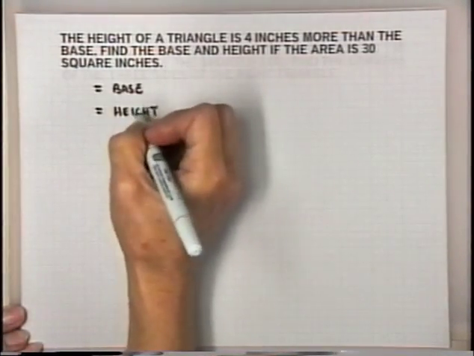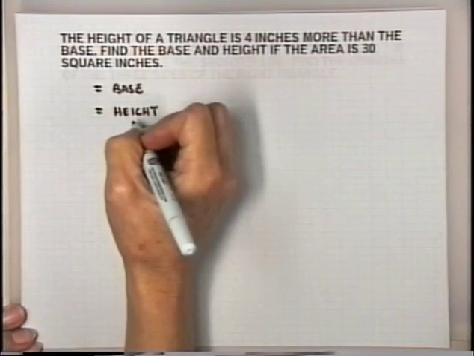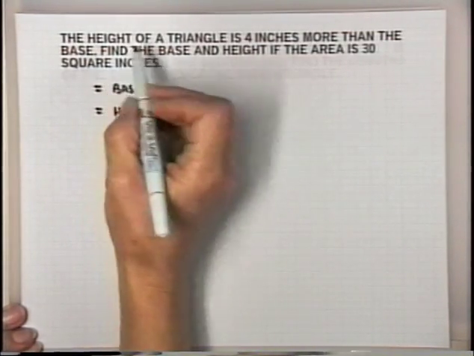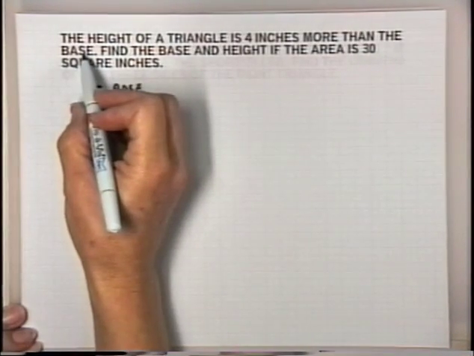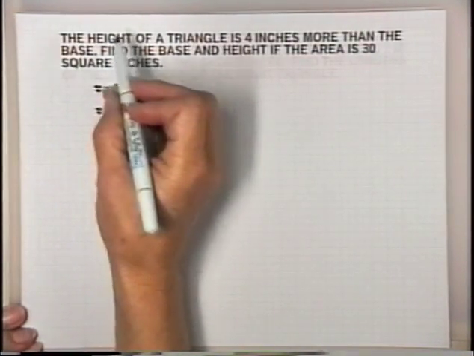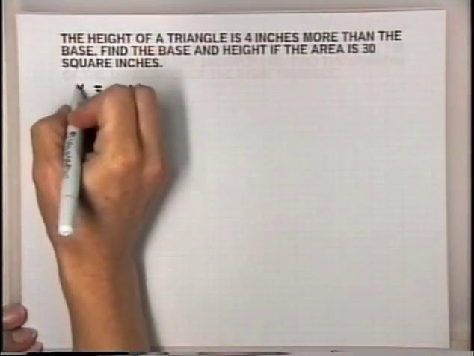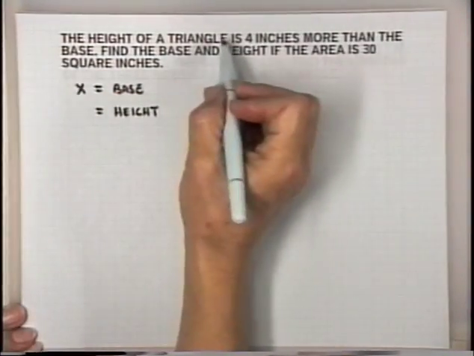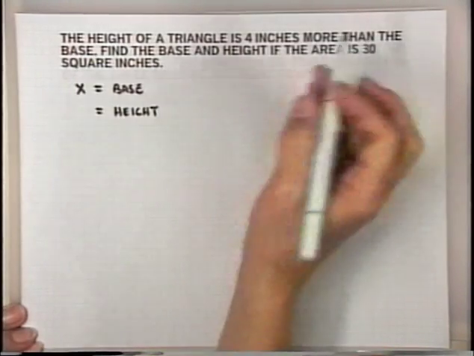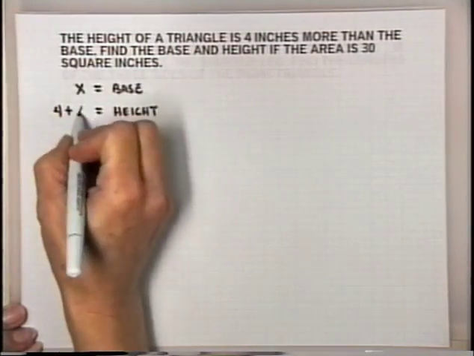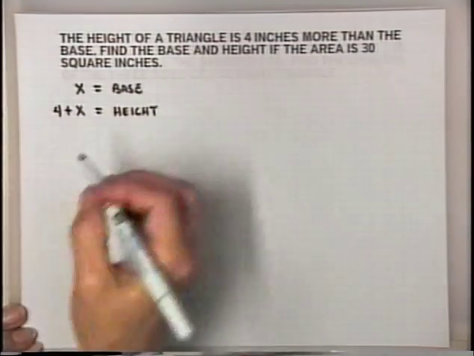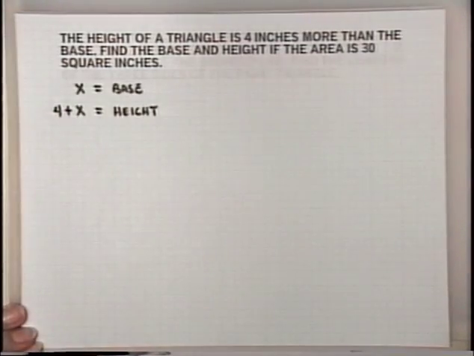Which of these do I want to choose x to be? Well, let's look. The height is 4 inches more than the base. He's describing the height using the base. Let's let x be the base. Then the height would be 4 inches more than, that would be 4 inches plus the base x. We have an expression for both base and height.